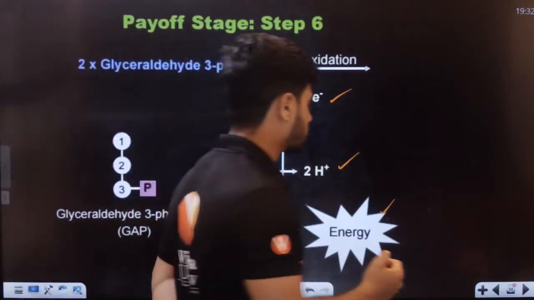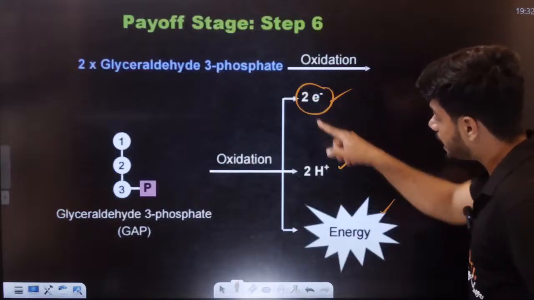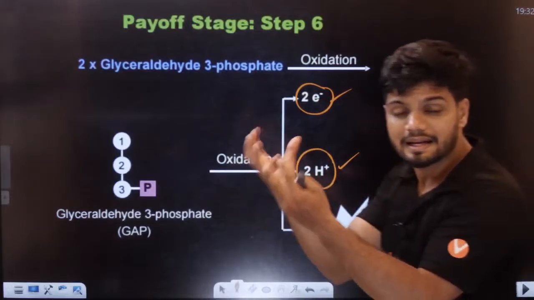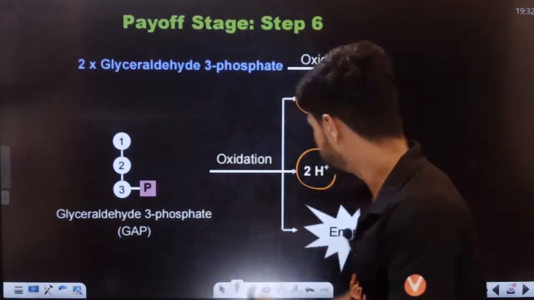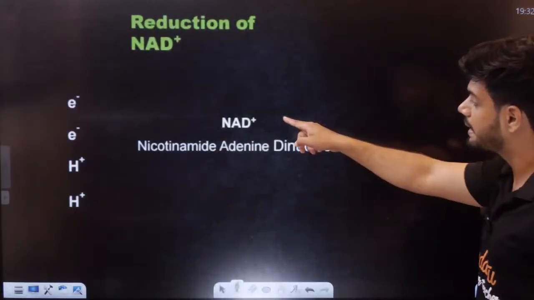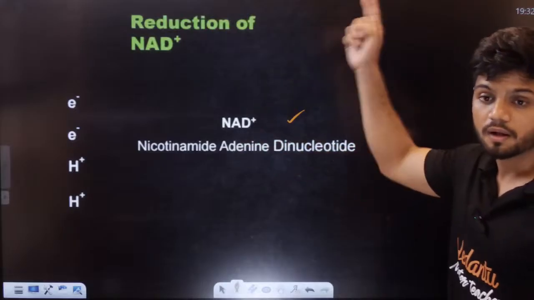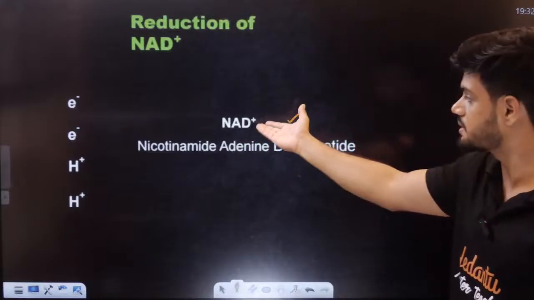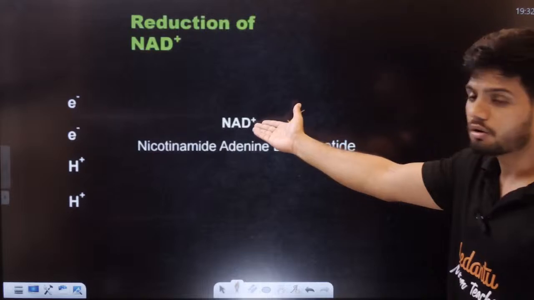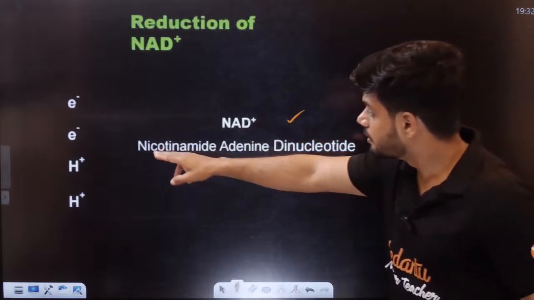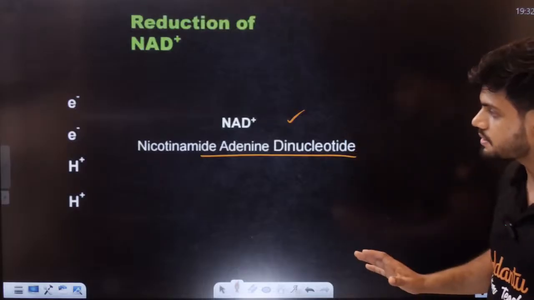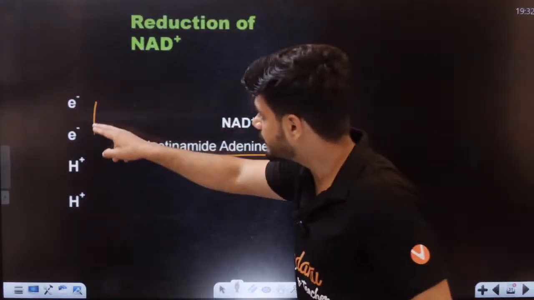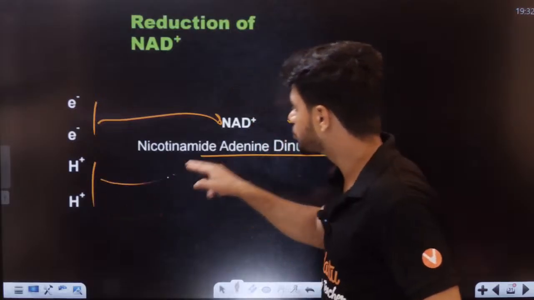Understand, students, these electrons and protons are now taken up by an electron carrier called NAD+. Remember, I told you about NADH, same thing. This is the electron carrier, the oxidized state one, nicotinamide adenine dinucleotide. This is NAD+. This NAD+ will take these electrons and protons.